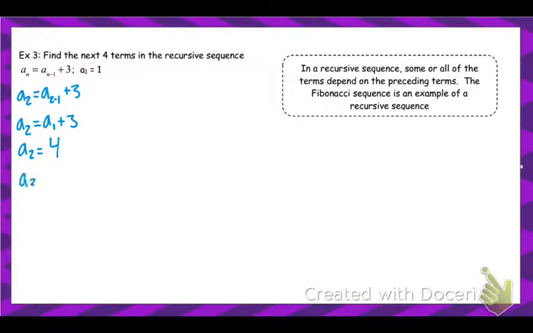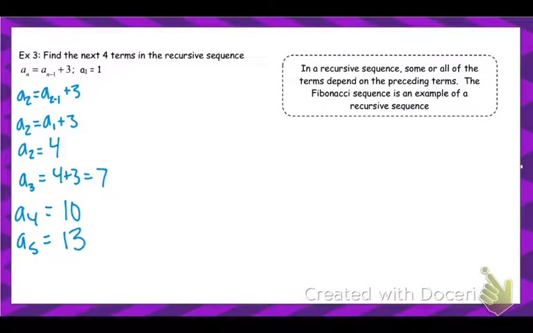Now I'm going to do the third term. The third term is going to be the second term plus 3. So 4 plus 3, which is 7. Okay, the fourth term would be the third term plus 3. So the fourth term would be 7 plus 3, which is 10. The fifth term, 10 plus 3, which is 13.